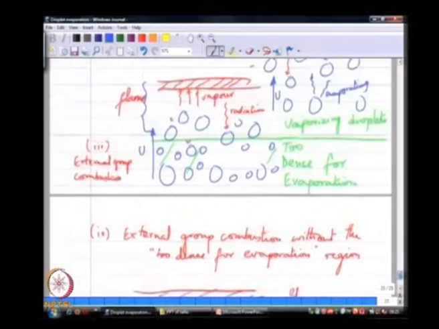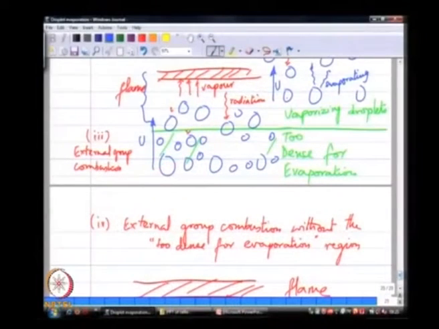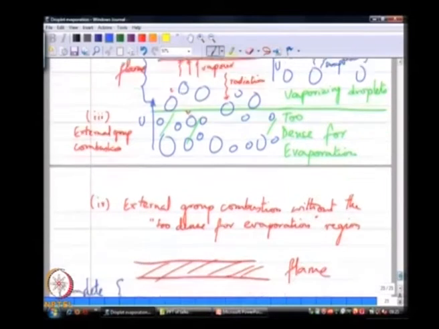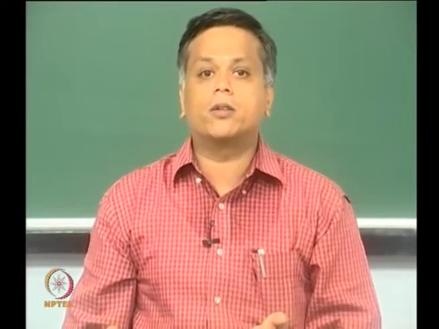So, you have the third and the fourth modes that are very similar, but are only distinguishable by the number density of the droplets. So, in the number 3 mode, if the droplet number density was a little low, then the situation would look like number 4, where you have external group combustion without the too dense for evaporation region. So, essentially you would have heat being transported all the way to the nozzle, which creates a spray that is evaporating right from the outset.